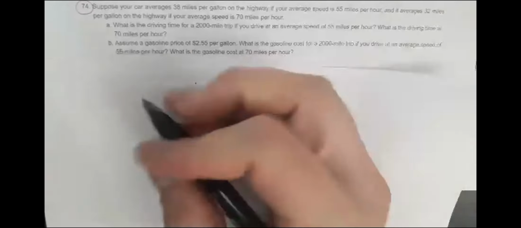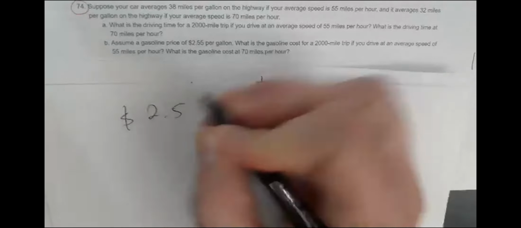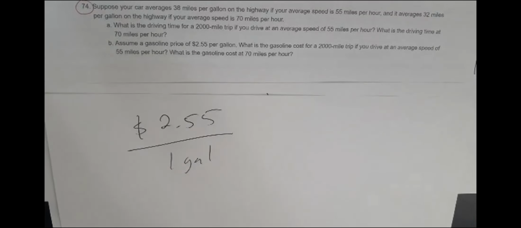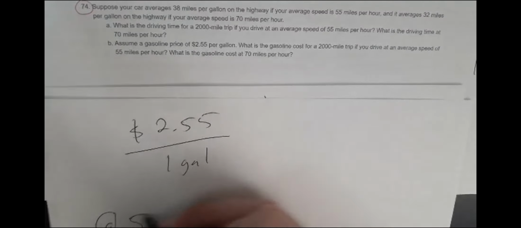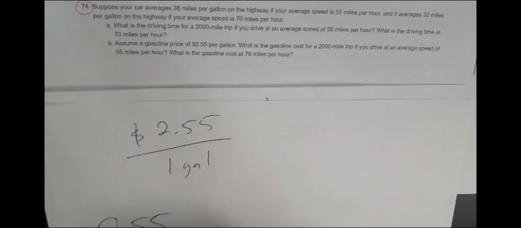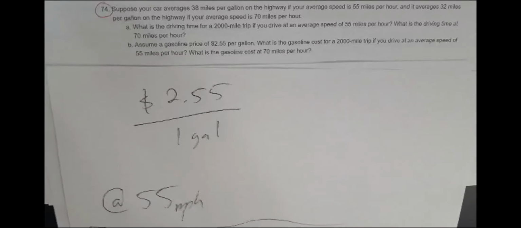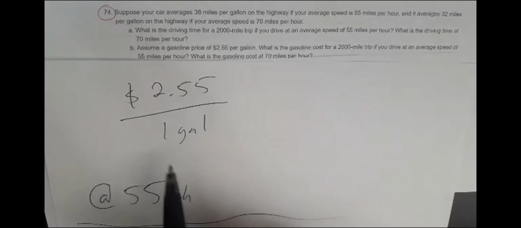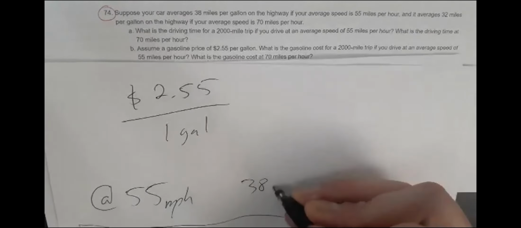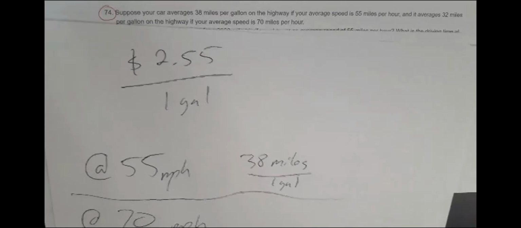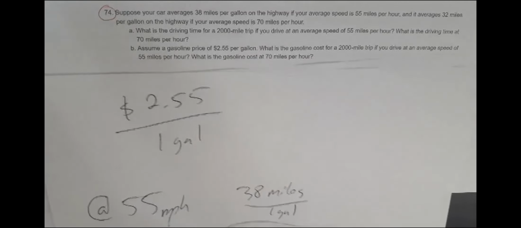So what is the information they're giving us? We can kind of start things up. $2.55 per gallon. And there's really two things I need to figure out, at 55 and at 70 miles per hour, right? I'm thinking at 55 miles per hour, it's getting 38 miles for every 1 gallon. And at 70, what does it say? 32 miles.